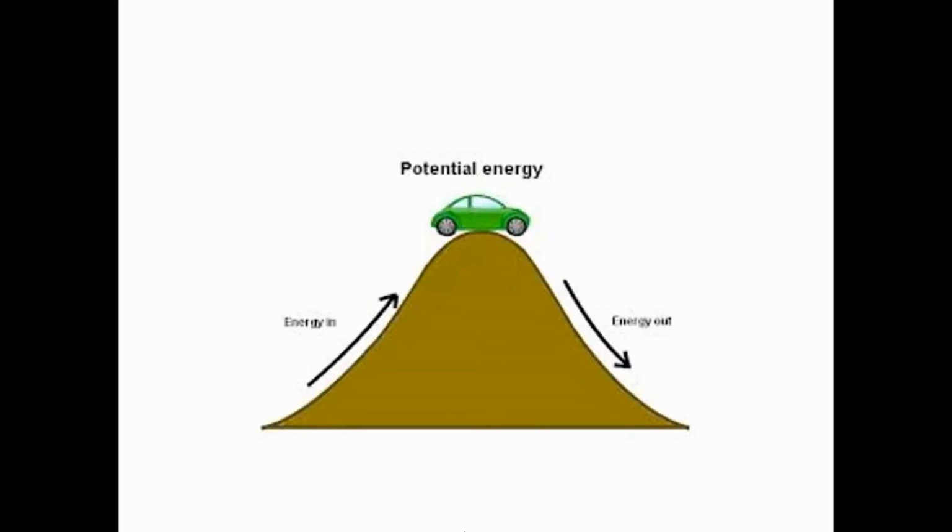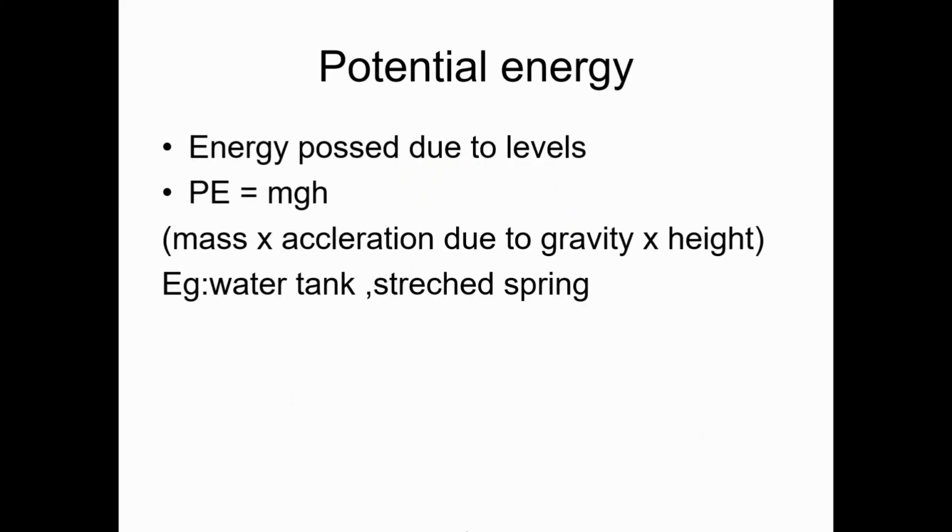Next we are talking about potential energy. We already discussed that potential energy is possessed due to levels. Energy possessed due to levels, that is what potential energy is. And the equation for potential energy is mgh. The m is mass, g is the acceleration due to gravity, and h is the height. For examples we can say the water tank, elevated floors, the stretched spring. So these kinds of things are having potential energy.